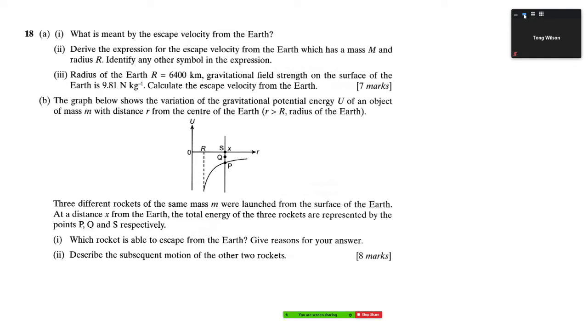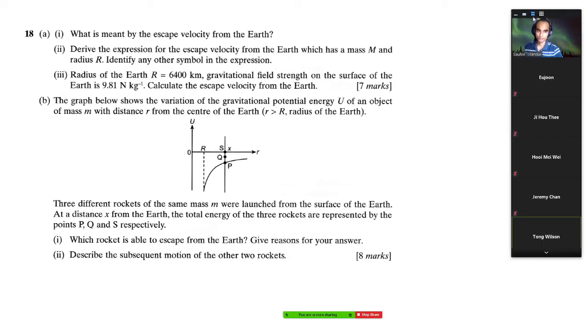Okay, so we start with question. We continue with question number 18. What is meant by escape velocity from the Earth? Tony, what do you put in your answer? Escape velocity from the Earth: minimum velocity required for an object to escape the Earth's atmosphere. Correct. Okay, there is the answer.